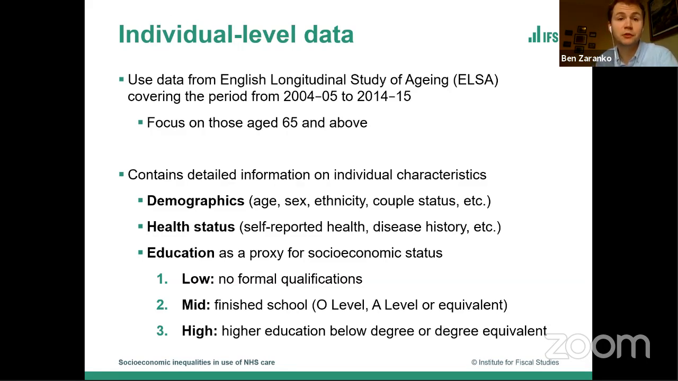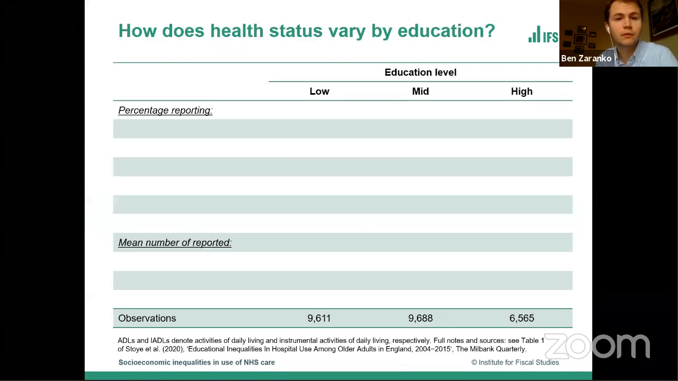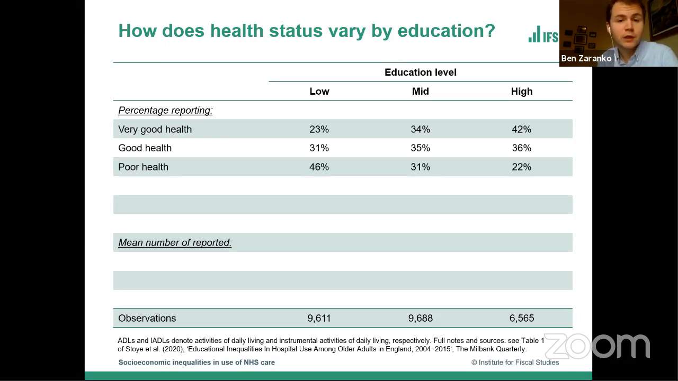So we're going to split people into 3 groups. The low group are those without any formal qualifications. The mid group are those effectively who completed school, so they have O-level or A-level equivalents. And then the highest group are those who have some form of higher education, for example, a degree. And if we look at just the raw data, how does health compare across groups?